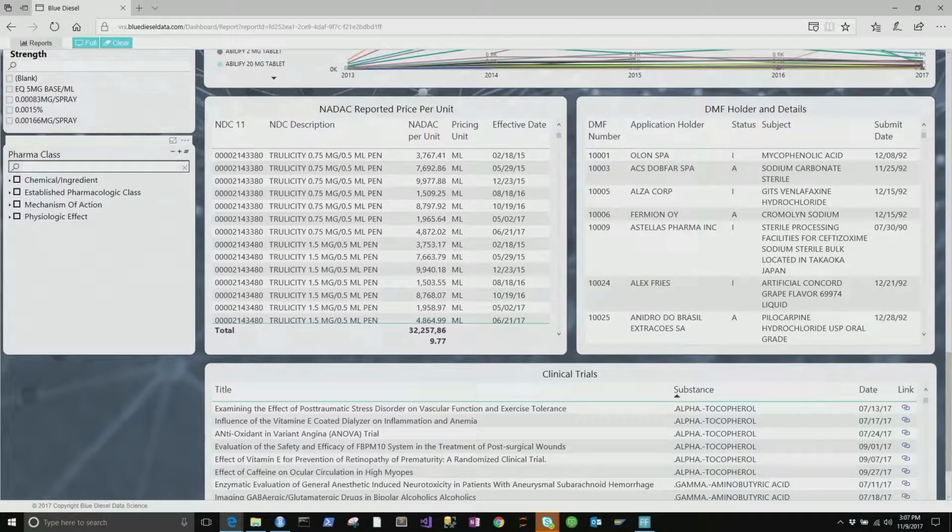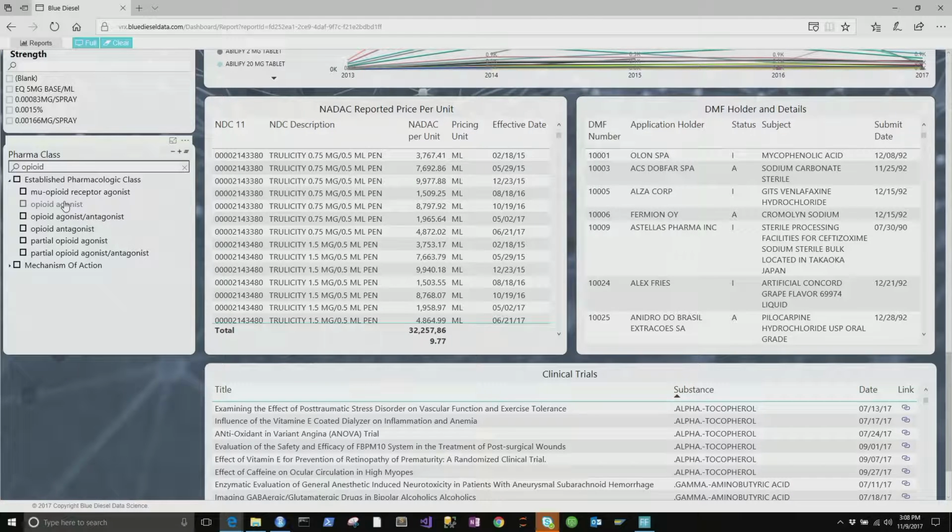The next scenario I'd like to run through, drugs that treat opioid addiction. So you can type into the pharma class slicer opioid, and then subselect by pharmacologic class, and you'll see that there's agonists and antagonists in here.